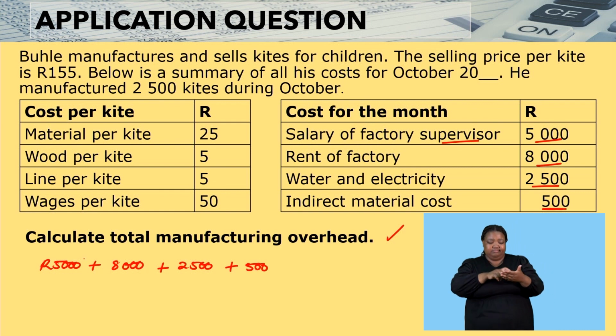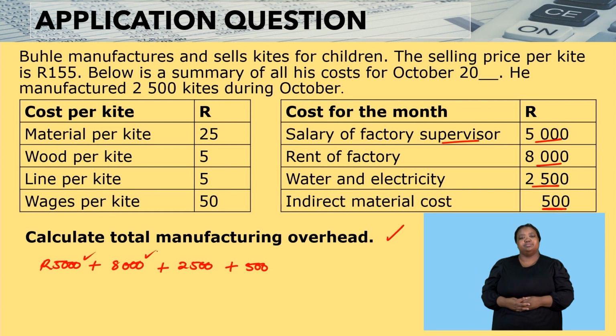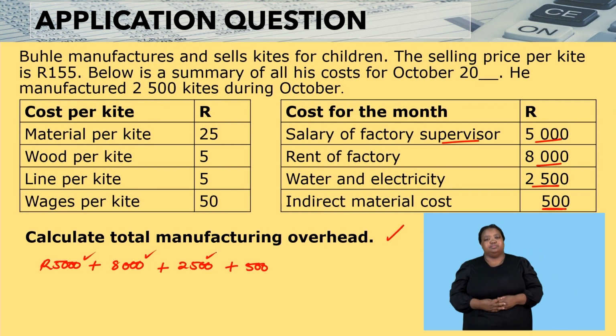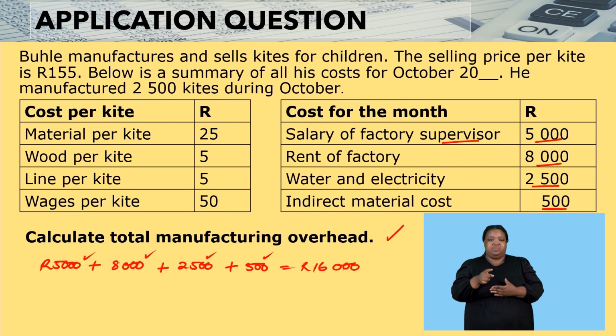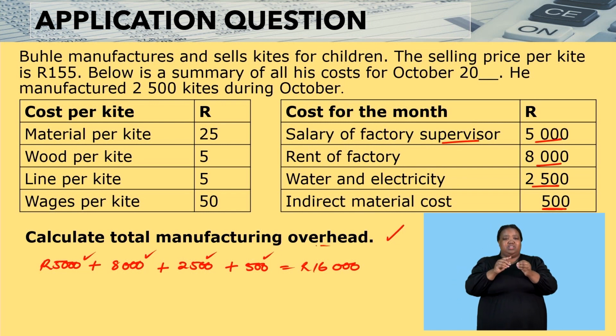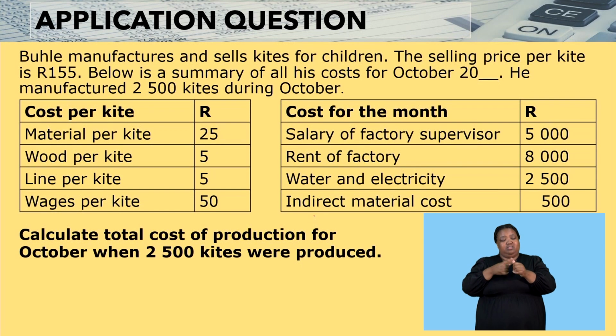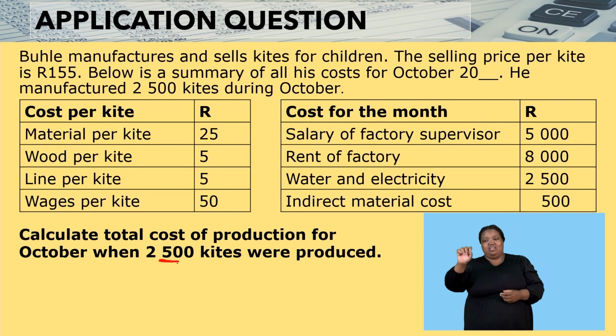All right, if you have a calculator, you say 5,000 plus 8,000, plus 2,500, plus 500. That will give you 16,000. 16,000 therefore becomes my total manufacturing overhead for the month. Now that we have calculated the total manufacturing overhead, let's go to the next question. The next question says, calculate the total cost of production for October when 2,500 kites were produced. The total cost of production.